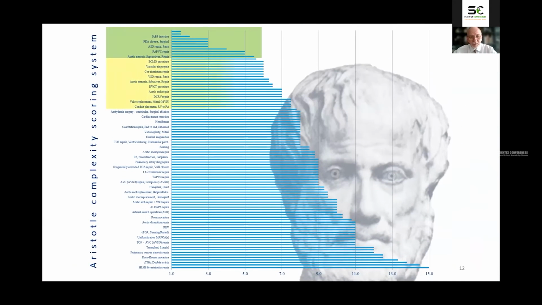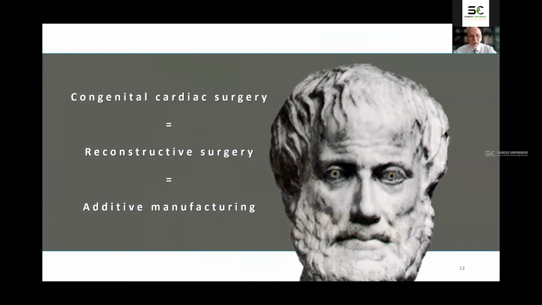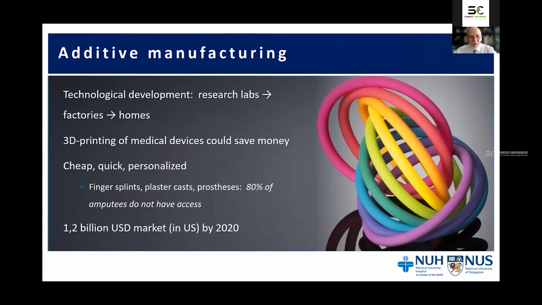On top of that, in the majority of our procedures we are implanting something like a prosthetic material. I can see the more complex surgery we do, the more likely we have to implant something. And that relates congenital cardiac surgery to reconstructive surgery and additive manufacturing. Additive manufacturing started in the early 80s in the research lab and then followed into factories and now homes. And that's quite a big business today.